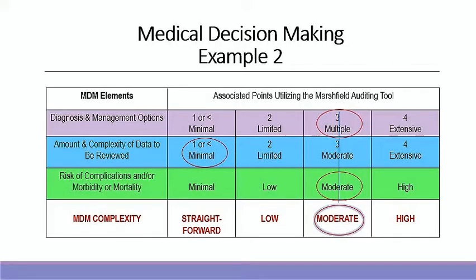When we applied this example to the medical decision-making section on the auditing tool, we would circle 3 points in the diagnosis and management options, 1 point under the amount and complexity of data to be reviewed, and moderate for the risk. In this example, we have 2 of the 3 elements that meet in the same column, and therefore our medical decision-making is moderate.